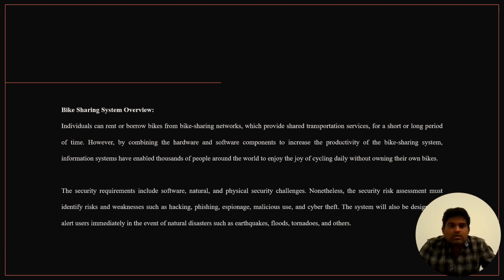What's the bike sharing system overview? Individuals can rent or borrow bikes from bike sharing networks, which provide shared transportation services for a short or long period of time. However, by combining the hardware and the software components to increase the productivity of the bike sharing systems, information systems have enabled thousands of people around the world to enjoy the joy of cycling daily without owning their own bikes. The security requirements include software, natural and physical security challenges.